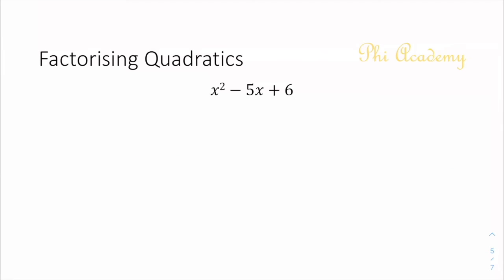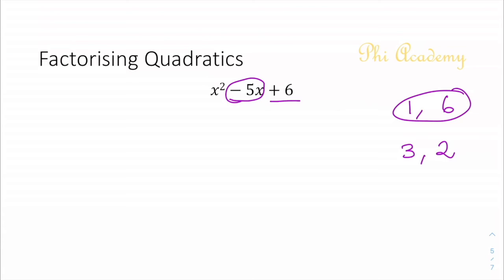A final worked example. Here again we start off by finding the factors of 6, which are 1, 6 and 3, 2. Look at the number before the x, it is a minus 5. So the sum or the difference should give us a negative 5. Let's try this one then. Is the difference negative 5? It could be if we use x minus 6 and x plus 1.